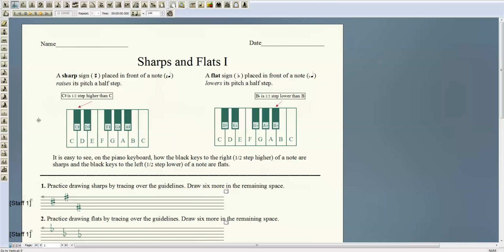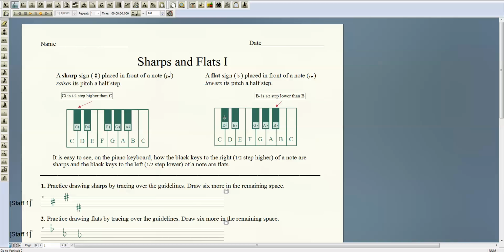To my family, I am not Mr. Dennis, even though I'm the same person. My family calls me John. So both of those names, John and Dennis, belong to me. In the same way, C sharp and D flat both have the same button that you push down on the keyboard.